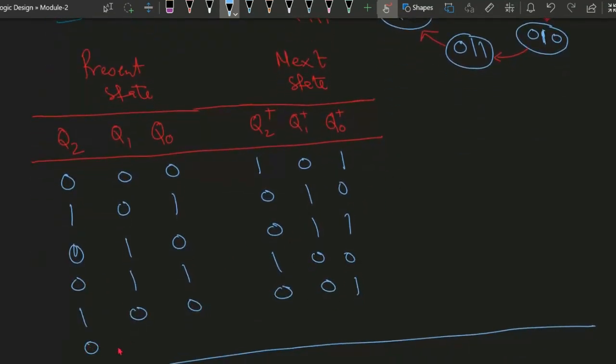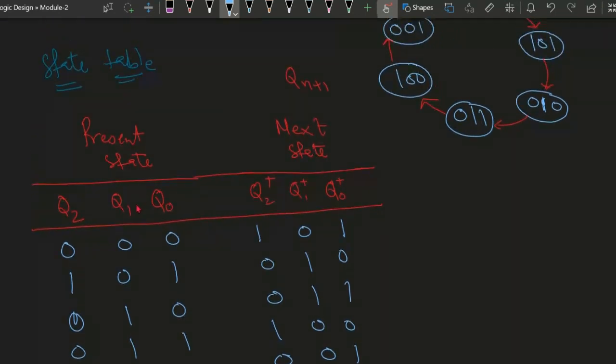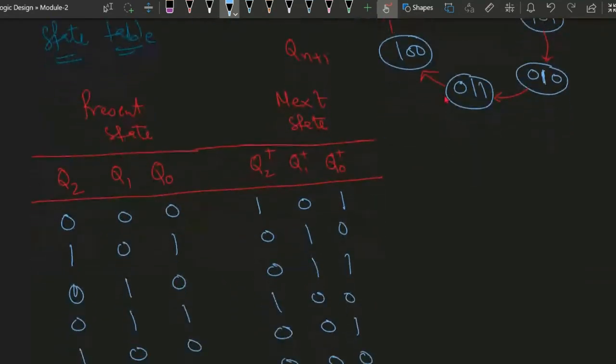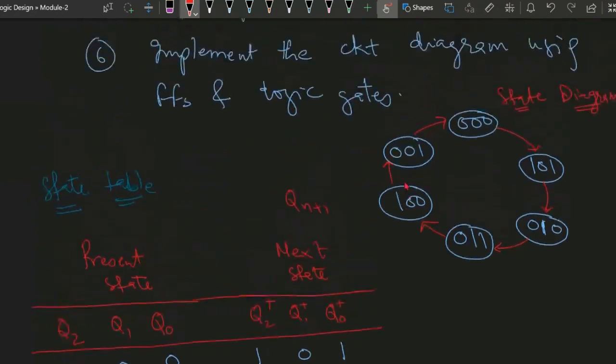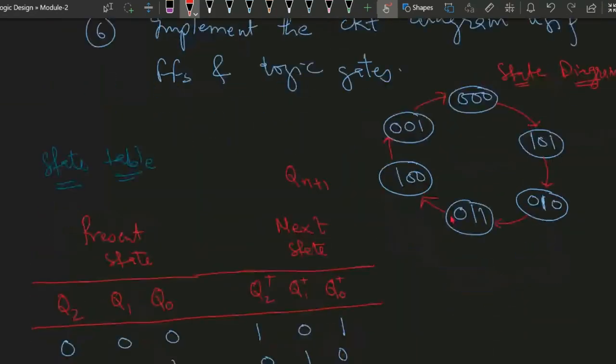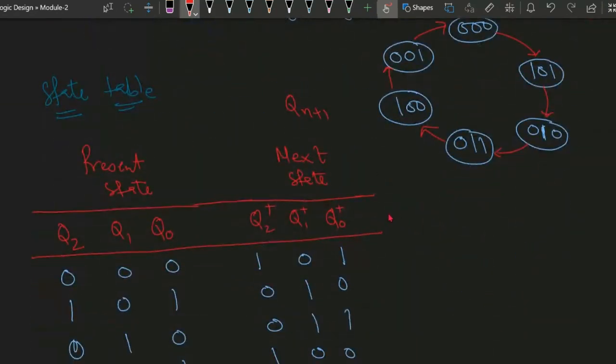Then from 1 it is going to 0 0 0. So this is the relation between present state and next state from the state table, state diagram. We can get it. After that, now we are going to design this counter with the help of D flip-flop. If we use the D flip-flop, there will be 3 different D flip-flops: D0, D1, and D2.